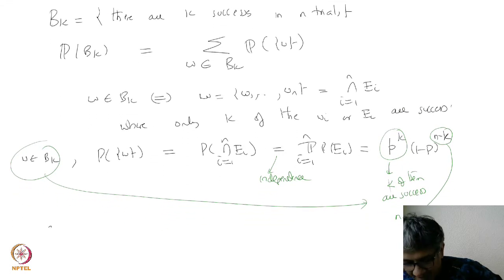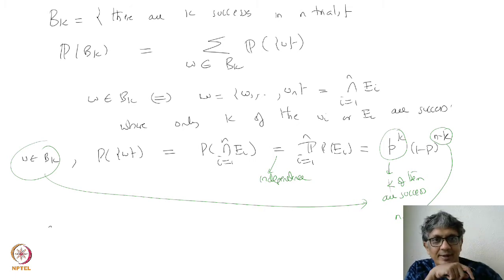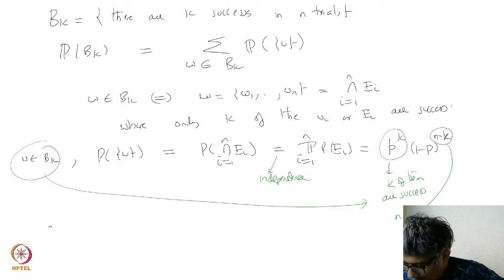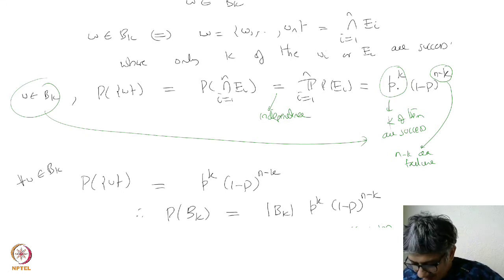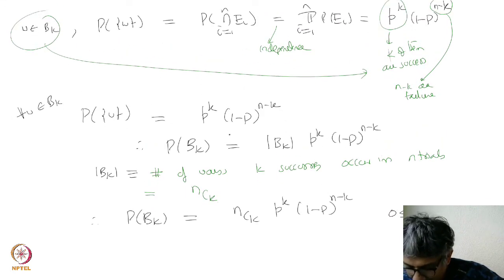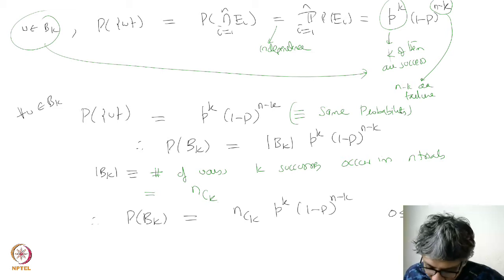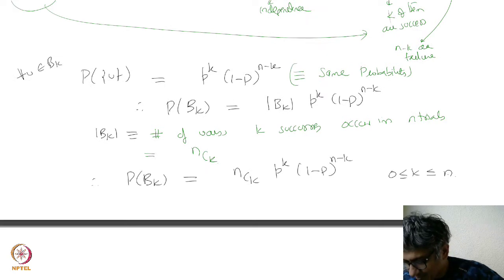Now we're interested in the chance that B_k, that there are k successes in n trials. The probability of B_k is the sum of the probability of every outcome in the set B_k. For every outcome in B_k, only k of them are successes and the rest are all failures. So in the product of the E_i, you get p to the power k for the k successes, and 1 minus p to the power n minus k for the n minus k failures. Every outcome in B_k has the same probability, p to the power k times 1 minus p to the power n minus k. So we luck out. The probability of B_k is just the size of B_k times the probability of every particular outcome, and that gives you this nice formula.